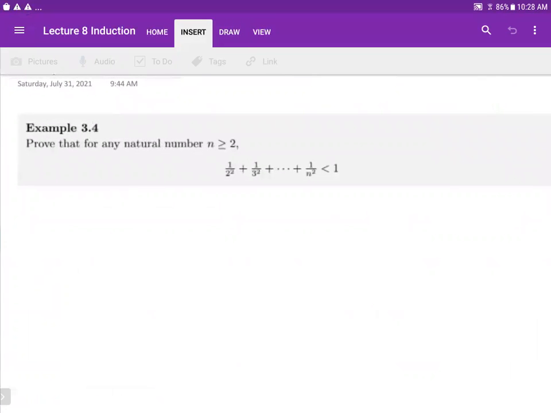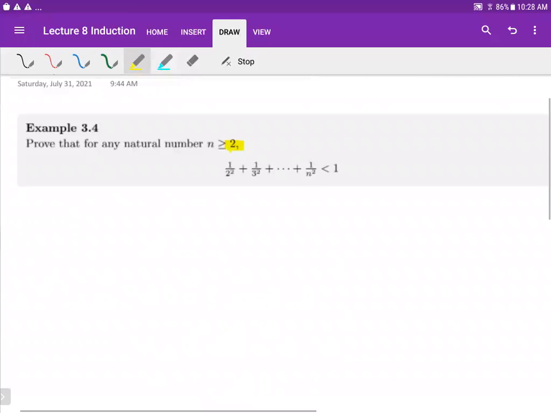So these problems are gradually getting a lot more difficult. We want to prove that for any natural number n greater than or equal to 2, right? So this should give us the hint that we want to start with the base case of 2. And obviously we can only start with the base case of 2 because it doesn't give us the example for 1, right? And then next we want to prove that 1 over 2 squared plus 1 over 3 squared plus all the reciprocals of the squares is less than 1, right?